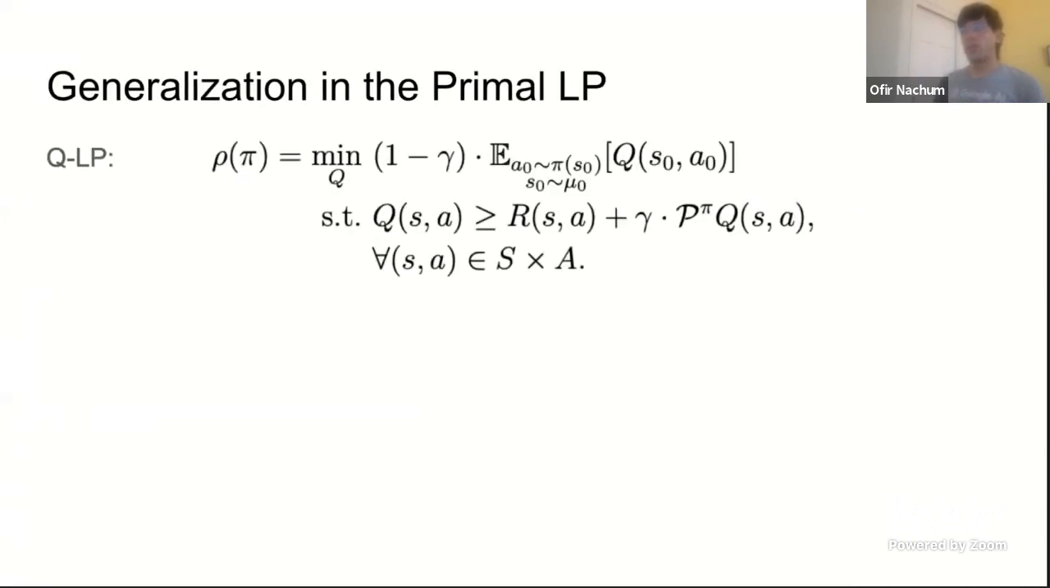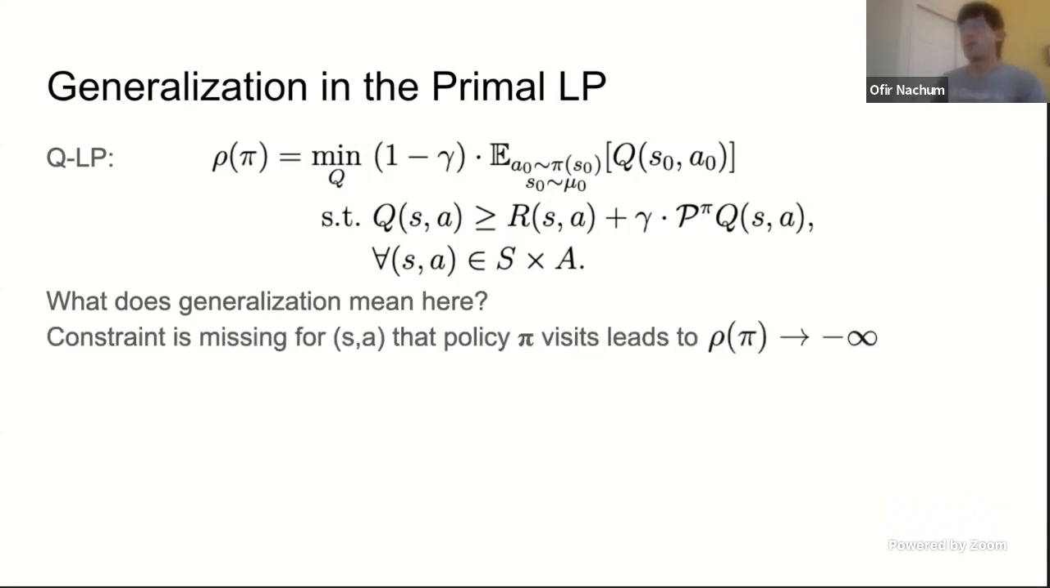So we're in the primal LP, which looks like this to remind ourselves. It's an LP over Q values. And it might be interesting to think about, at a high level and in a hand-wavy way, what does generalization actually mean in this LP? As I mentioned before, in the off-policy setting we have a data set, but it doesn't cover all our states and actions. So we can imagine, what would happen to this LP if we were missing a constraint for a specific state and action?